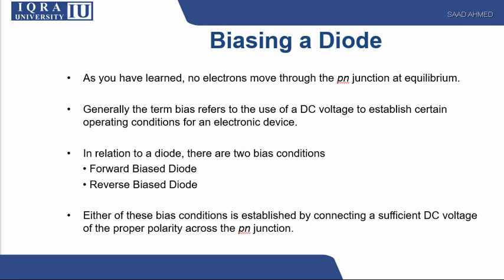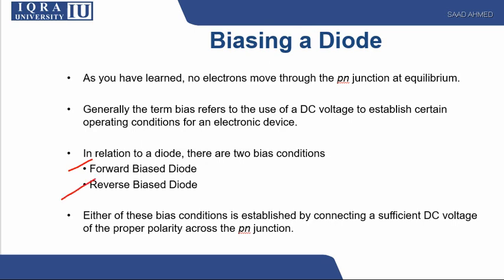Okay, next thing is to bias a diode. Why do we have to bias a diode? Because whenever we want to use any semiconductor device, we have to provide external DC voltages to it so that it can be used. So biasing is the first thing you do when you want to use an electronic semiconductor device. And biasing is basically of two types: forward biasing and reverse biasing.